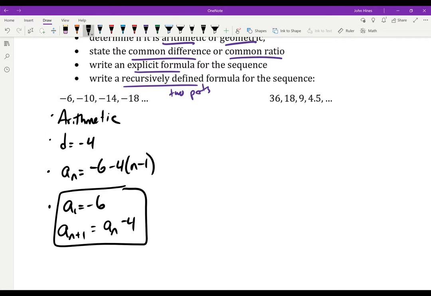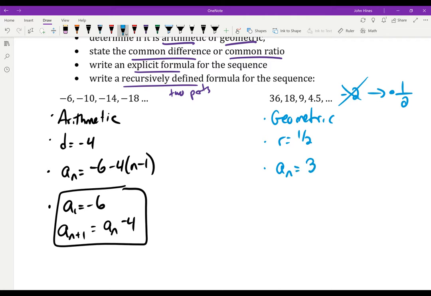The next sequence is geometric. Why is it geometric? Because I'm dividing by 2. But you can't think about dividing by 2. You have to think about it as multiplying by a half. So my common ratio here is 1/2.